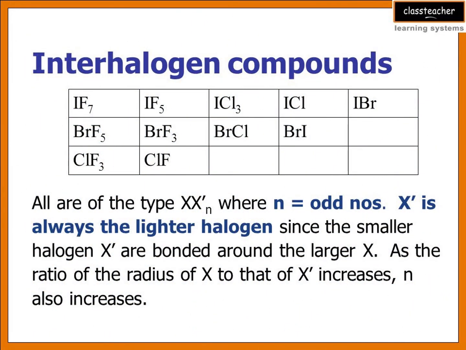Interhalogen compounds. Halogen means chlorine, fluorine, bromine, iodine; these all are halogens. When one halogen combines with another halogen, for example fluorine with bromine, that is the interhalogen.